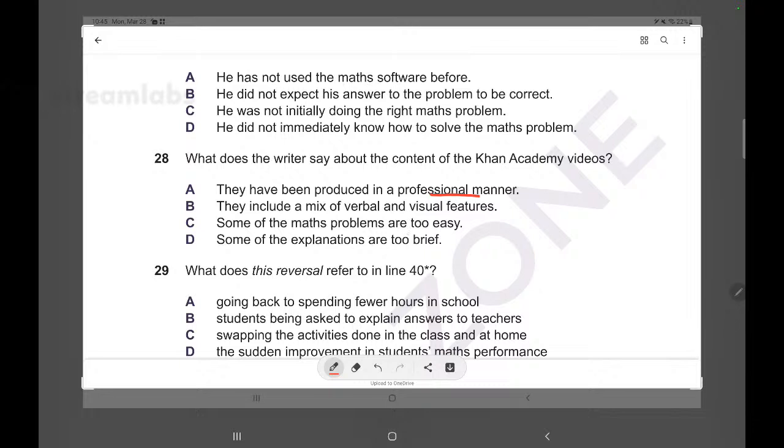Some of the maths problems are easy. Did they say anything easy? No. Explanations are not sophisticated. It doesn't mean lessons are easy. Some of the explanations are too brief. Again, we don't know if it's brief or not. Yes, they said 40 minutes, but they didn't say, oh, it's too short, let's make it 30 minutes, yeah? They didn't show the author's view on the length of the video. So it's probably B. Do you see the difference? When you know the difference between ABC, it's difficult to confuse you.